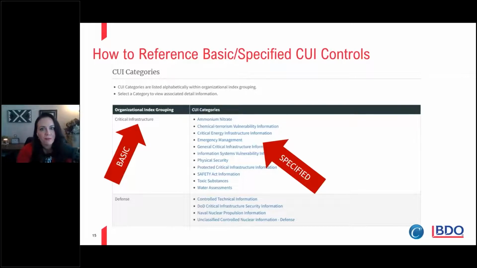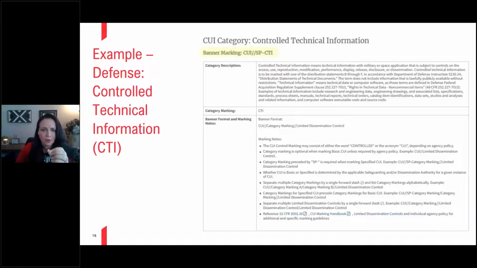A lot of you may be familiar with the defense categories, controlled technical information being a subcategory. And how this looks when you go to the NARA website, if you click further, let's say I was going through the defense controlled technical information subcategory, it will bring up this page, and I have it in two sections here. But you see at the top, I've highlighted the banner marking. For controlled technical information, which may include anything in this category description, it might be a military or space application that is subject to controls on the access, use, reproduction, modification, performance, display, release, disclosure, dissemination. It's a lot of stuff, right?